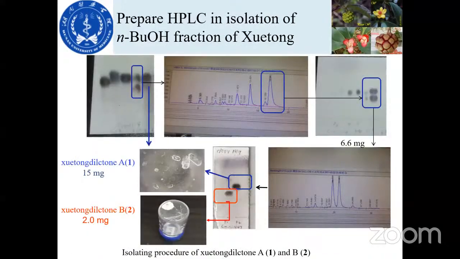And also we used preparative HPLC to isolate the fraction of Xuetong. As we can see from the picture, two spots were eluted from the preparative HPLC. When we used TLC to check again, we could see these two spots were not separated. So we used semi-preparative HPLC to do the isolation with a different solvent system. And finally, we got the two compounds separated. And one of them has a beautiful crystal.